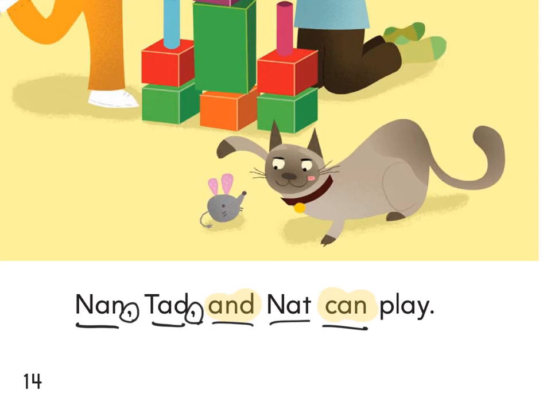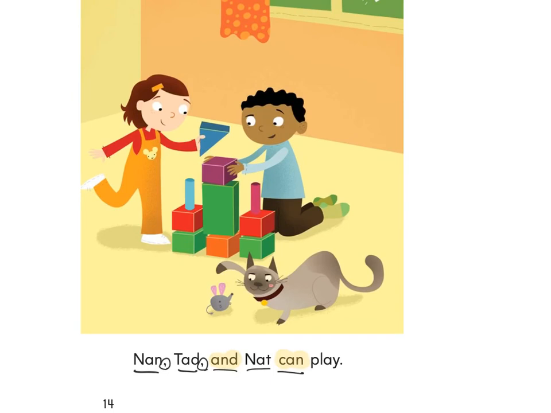Now, why is everybody happy now? They're all playing together. Why is Nat not knocking over their blocks anymore? They gave him a toy mouse to play with. Yeah, so now everybody's happy. So who are the characters in that story? Do you remember? The cat, Nat Cat, and who else?